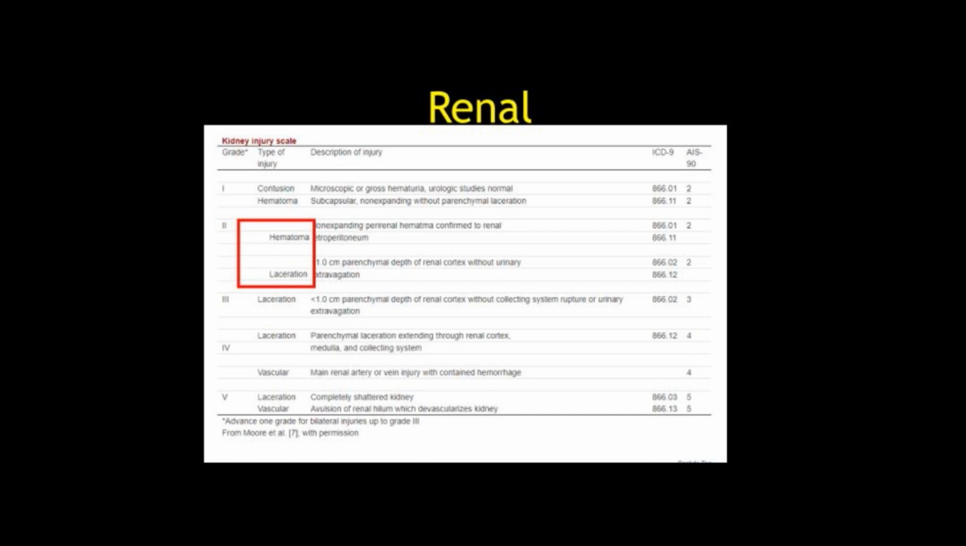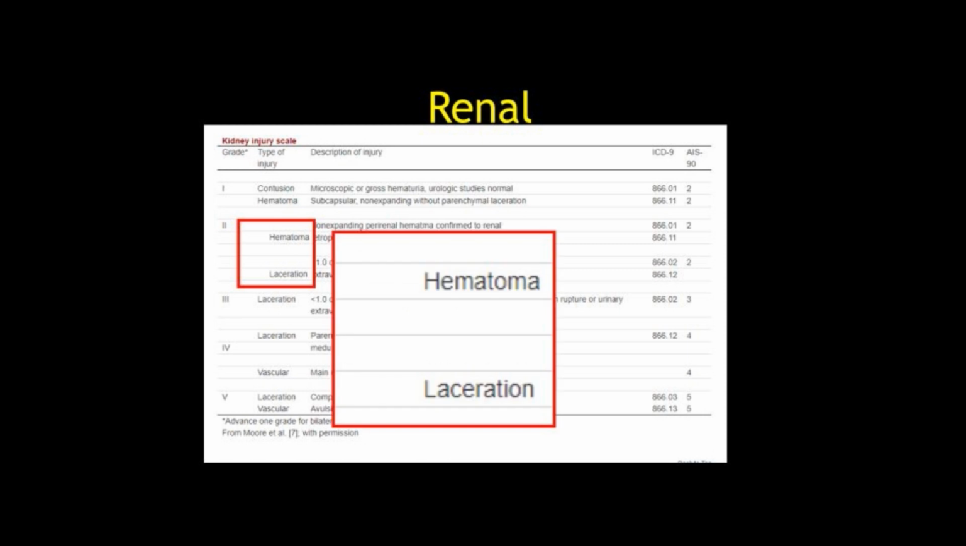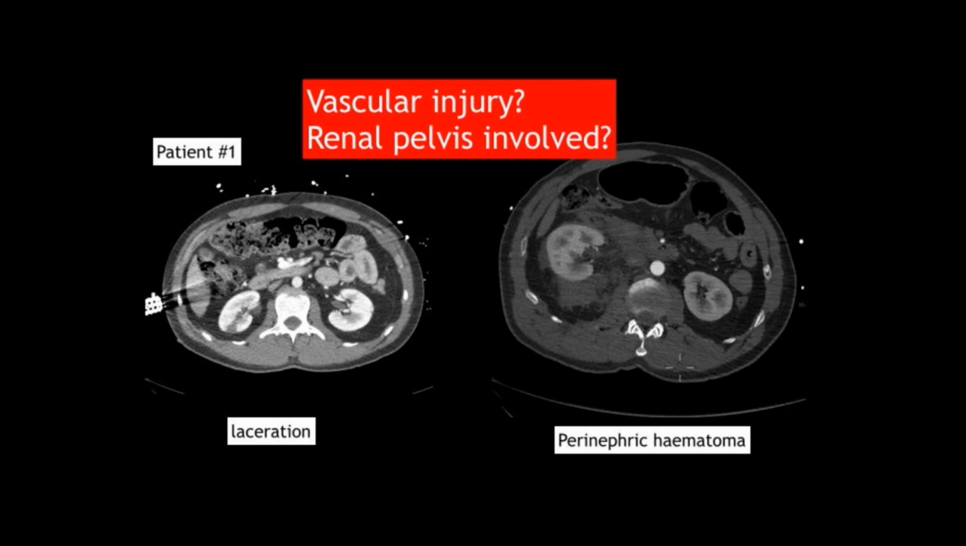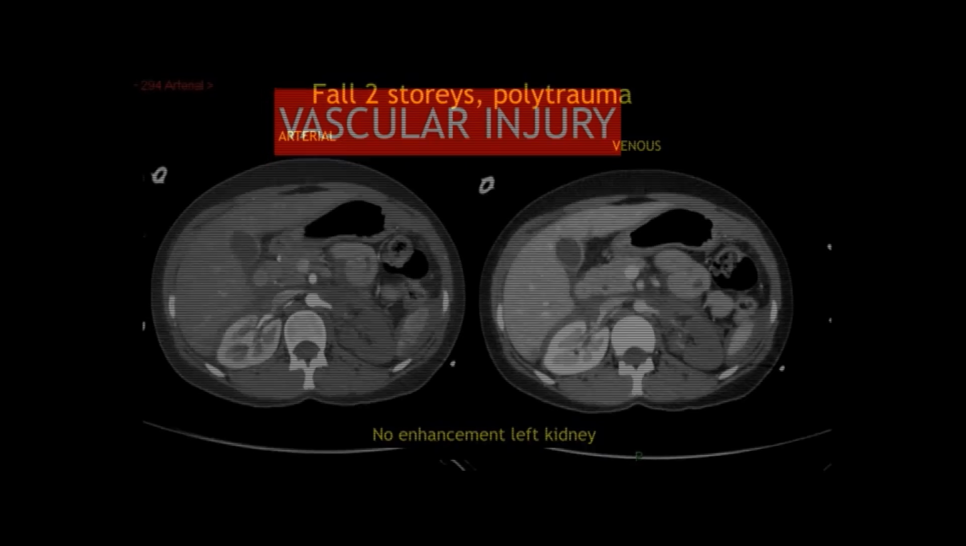Okay, so let's move on to the kidney now. And the kidney has the same grading classification as we see before, so it's all about the hematoma and the laceration. So you might see a small laceration as we see on the left, or you might see a big perinephric hematoma as we see on the right. But that's not very exciting, is it? What's really exciting is thinking about what goes into the kidney and what comes out of the kidney, so the vascular pedicle and the renal pelvis.